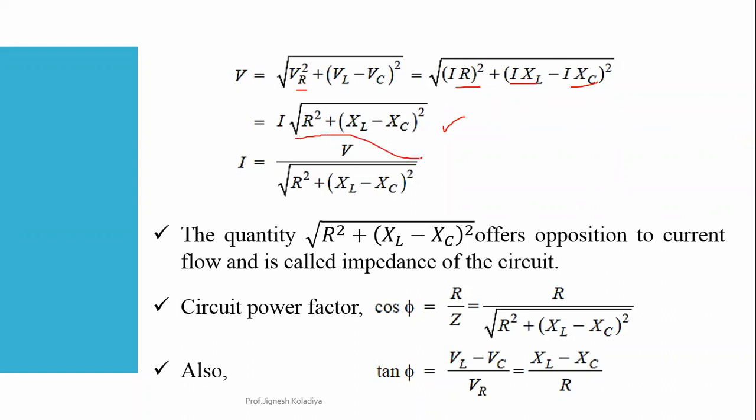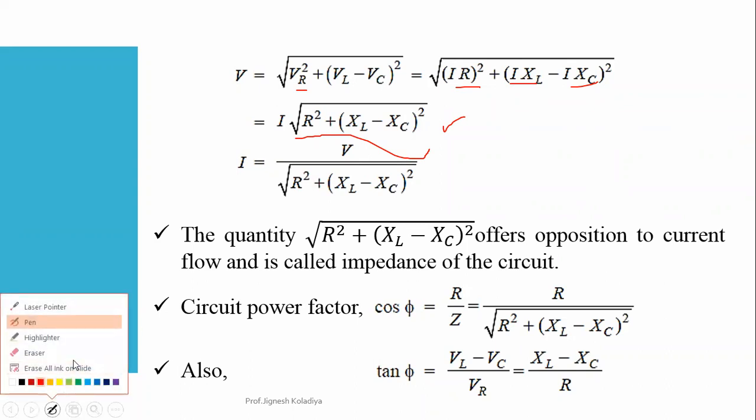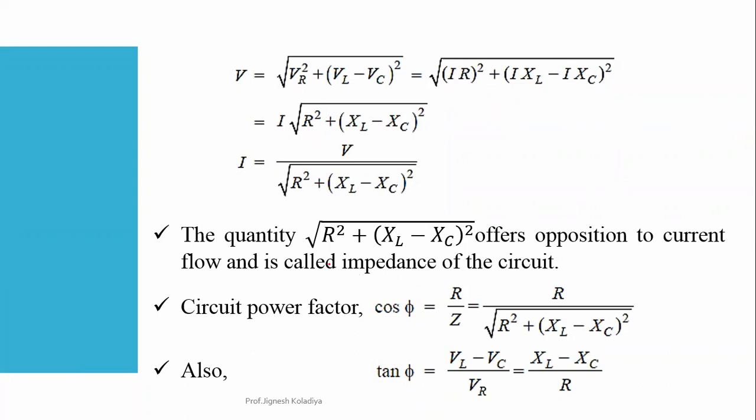What is this? This is the impedance in the case of an RLC series circuit, because the square root of R squared plus (XL minus XC) whole squared offers opposition to the current and is called the impedance for the RLC series circuit. So you have to remember all these impedance equations. What is the equation in the case of an RL series circuit? What is the equation for an RC series circuit? And for the RLC series circuit, right?